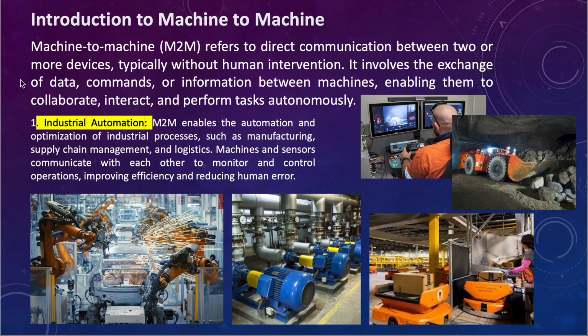So we talked about the introduction to machine to machine. Machine to machine refers to the direct communication between two or more devices, typically without human intervention. It involves the exchange of data, commands, or information between machines, enabling them to collaborate, interact, and perform tasks automatically. So part of it is automation, right? We talked about machines talking to machines.